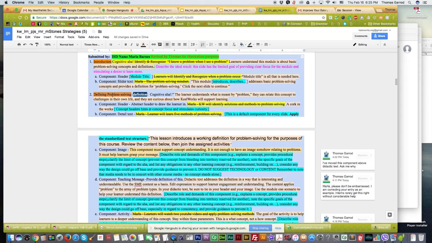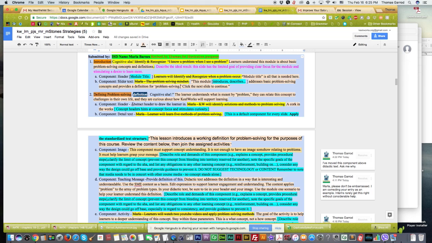So the next slide after the introduction to the module is the concept, defining problem solving. It's a definition. And we're going to say the cognitive aha is the learner understands what is meant by problem. They can relate this concept to challenges in their own life, and they're curious about how KeelWorks will support learning. So that's our goal. We want to generate this response. So that is the aha, and then the content.